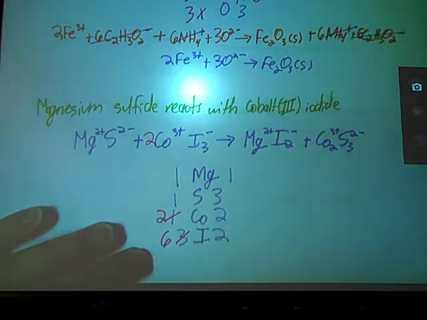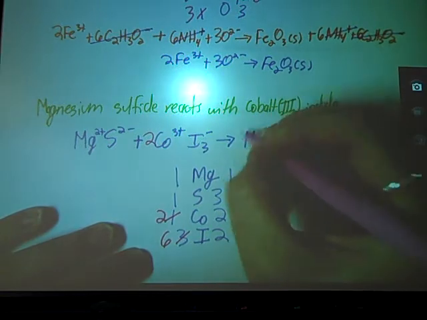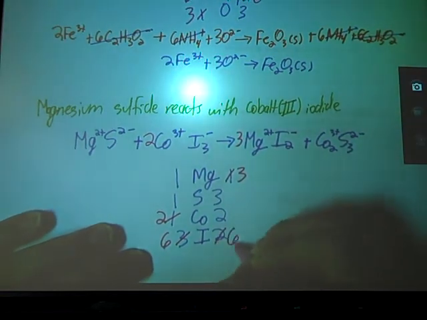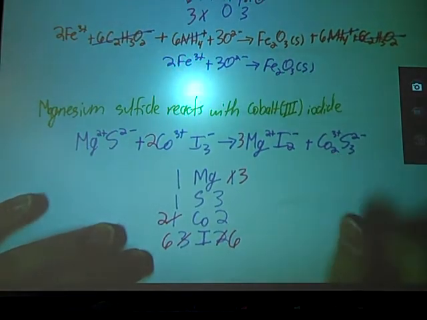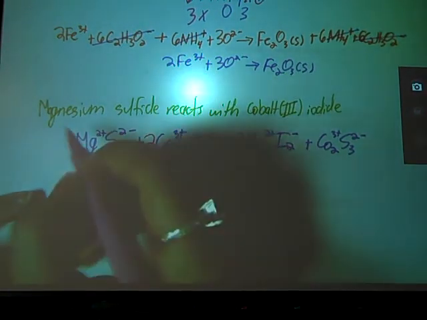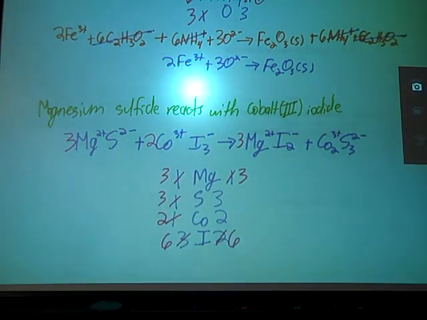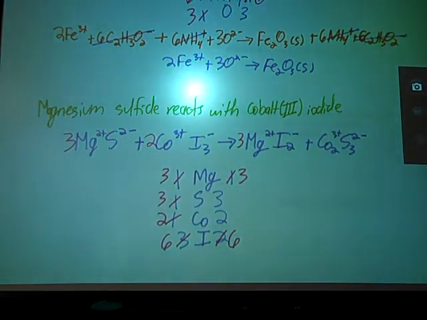And 6 iodides. Over here, if I put a 3 there, that knocked my magnesiums out of kilter. But it did give me my 6 iodides, 2 cobalts, always a good thing. So what if I put a 3 over here, 3 of those, 3 of those? Hey, look at that. All balanced. Now on to our solubilities.